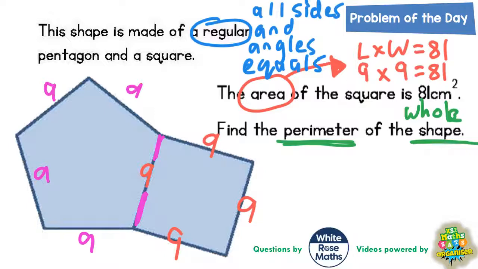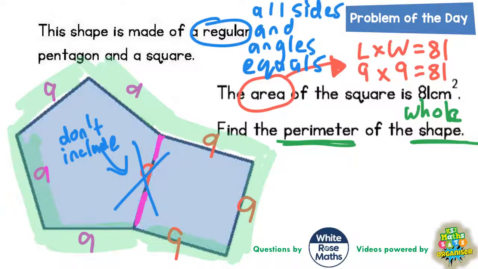So it's going to be this 9 plus this 9 plus this 9 plus this 9 plus this 9 plus the 9 along the bottom of the pentagon plus the 9 up the side of the pentagon. The only 9 we're not including is the 9 in the middle of the two shapes, and that's because that's not around the outside of the shapes. That's inside the shapes. We have got 1, 2, 3, 4, 5, 6, 7 lots of 9. And 7 lots of 9 is 63 centimetres.